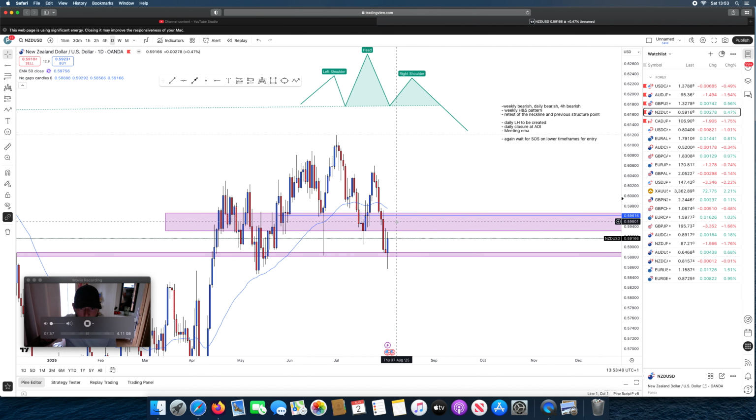Yeah, so again, wait for a shifter structure in this area. The weekly to create its weekly wick into here, and then shifter structure on the lower time frames to then potentially sell back down to this zone. So I think that's everything on NZD USD.